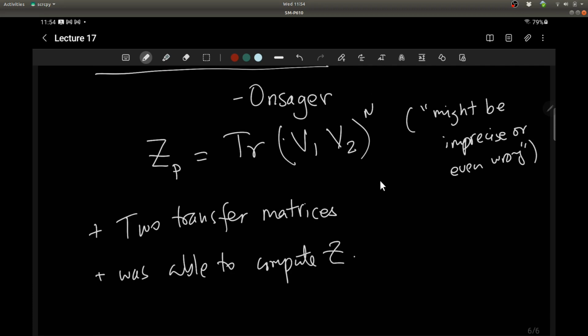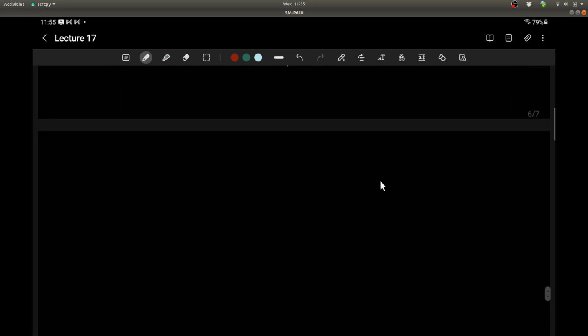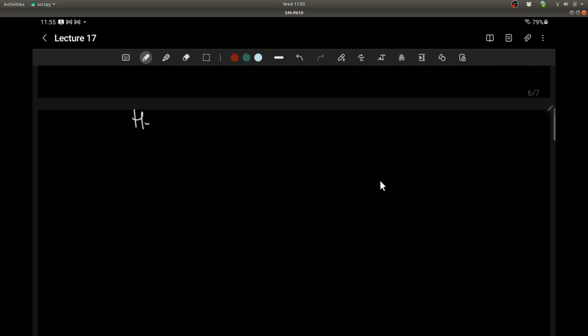What we did for the 1D was elementary, but the methods here are not elementary. And the funny thing is that the kind of methods he uses is very commonly used by people working in particle physics or high energy physics, but not by somebody in condensed matter physics. So he was able to do this, and here there is a phase transition at finite temperature. So this was the key thing.